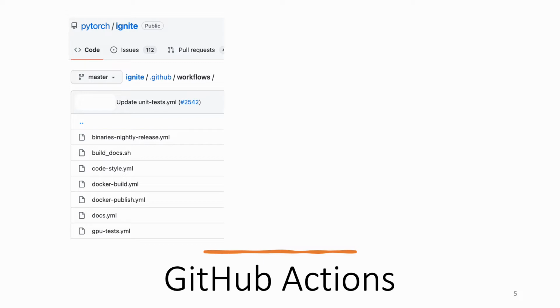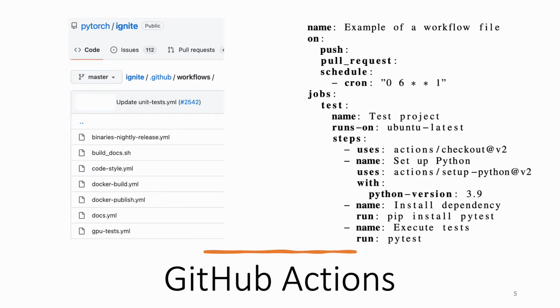For example, here you would see in the project Ignite, there are many different workflows. Some of them are like the binaries nightly release.yaml file or docker build.yaml. And what is inside these YAML files? Well, you have a name for your workflow, and then you need to describe what are the events that trigger this workflow. For example, in this example, you would see the push, pull request, and a schedule.